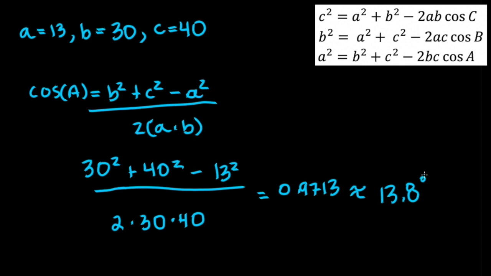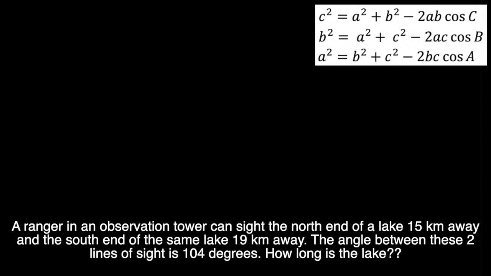So, the smallest angle in a triangle where the length of side A is 13, the length of side B is 30, and the length of side C is 40, is going to be angle A, which measures 13.8 degrees. Now we are going to solve some word problems involving this concept. The first problem states this.